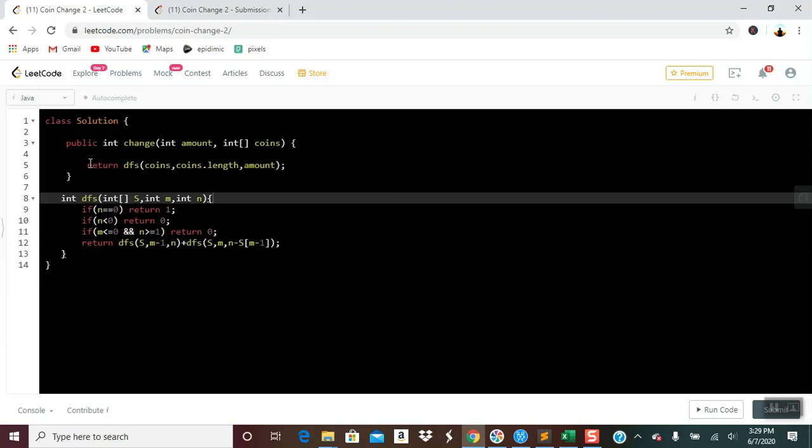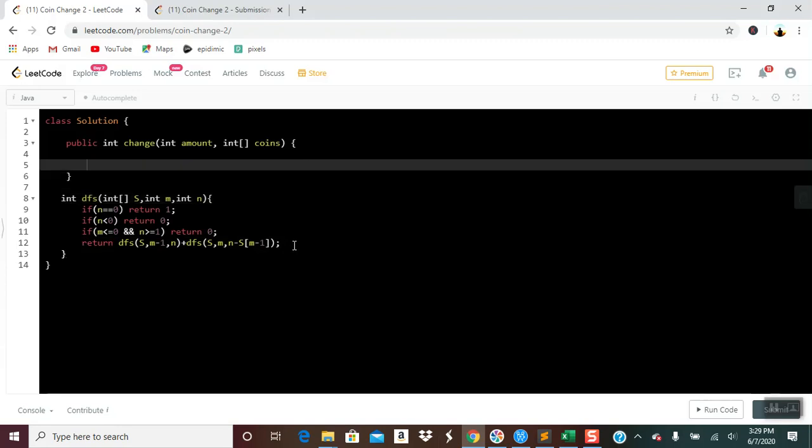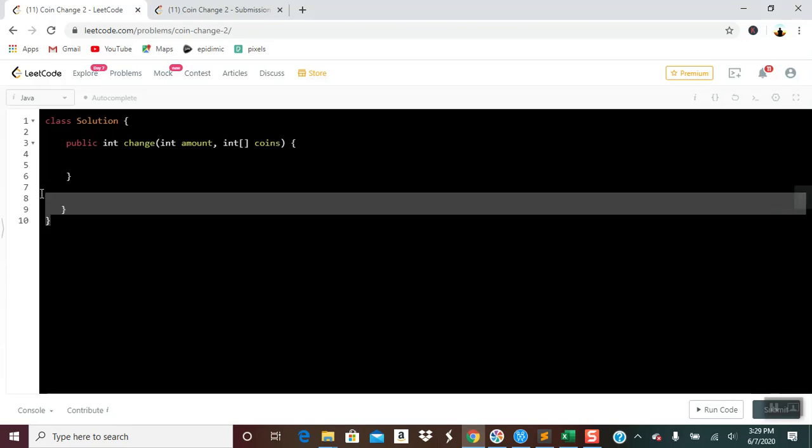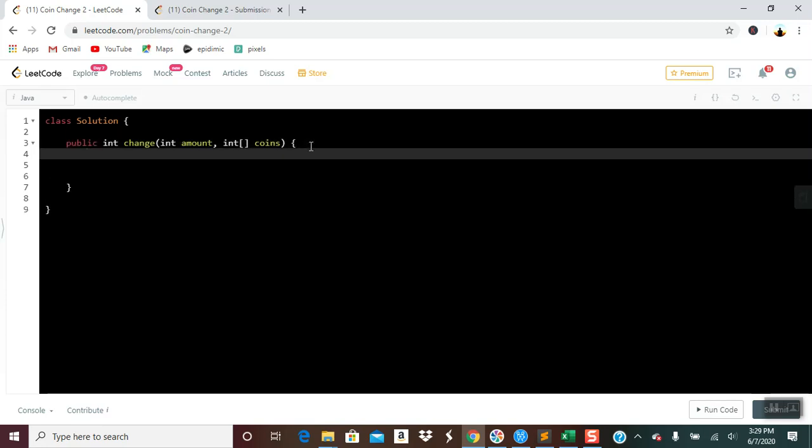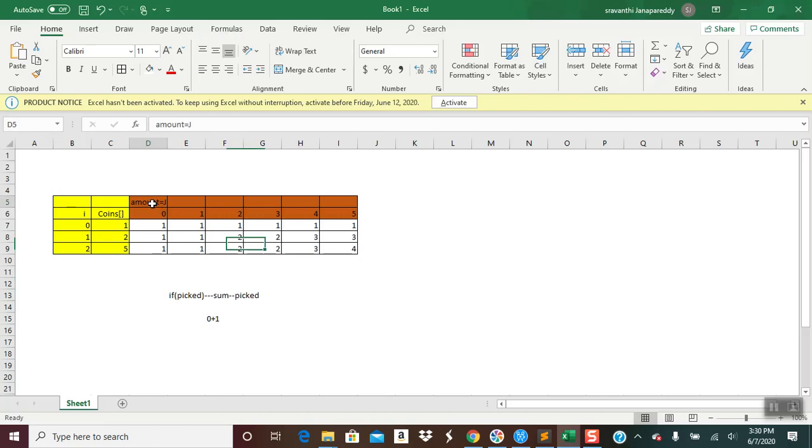So let's write that here. Okay, so we need one result set. We call it DP, a 2-dimensional array, which is of m and n. If you look at here, this is n, this is m. Why is this n? Because if the amount is 15, we will have 15 columns here, and m is the total number of coins.